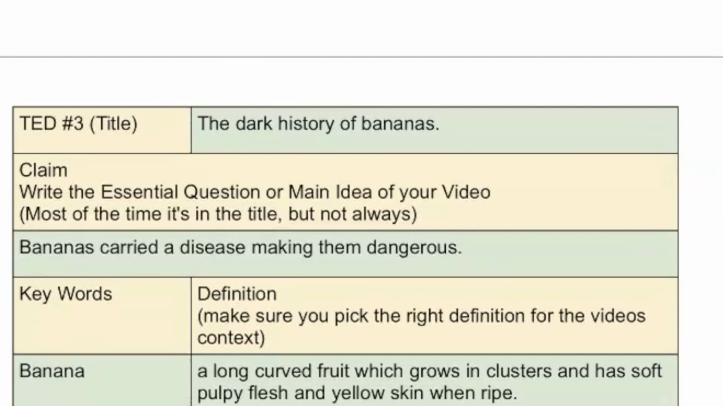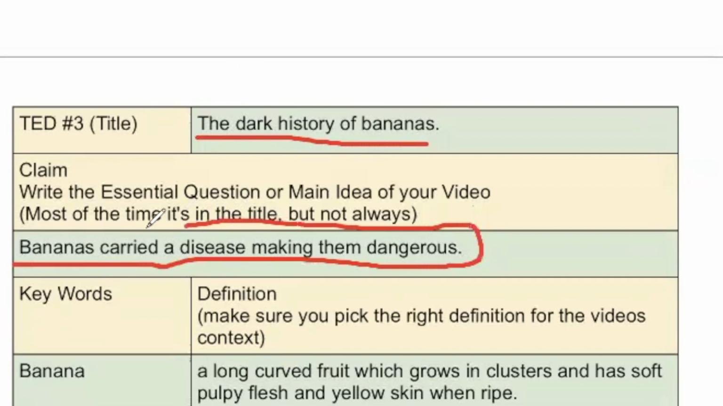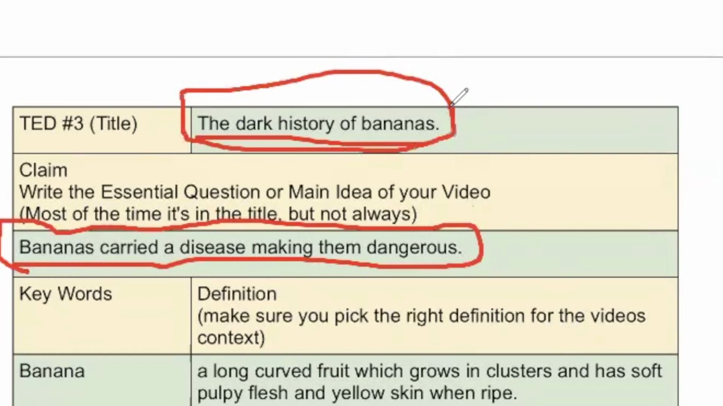So here's one that's another great example, and then we're done with class, but the dark history of bananas. The actual claim is this: bananas carried a disease making them dangerous. That would actually be a claim. This is just like a hook or an attention getter to make you kind of go, well, what is that about? Okay? All right. We are out of time.